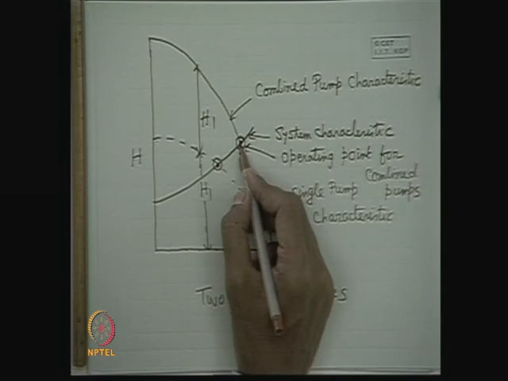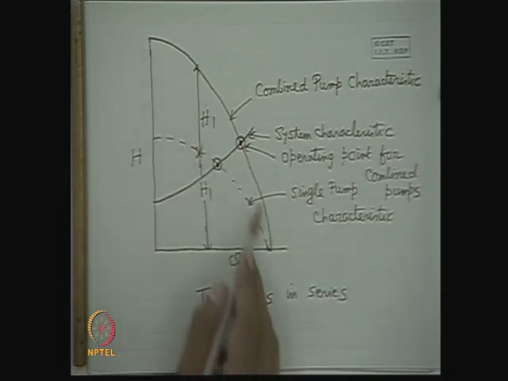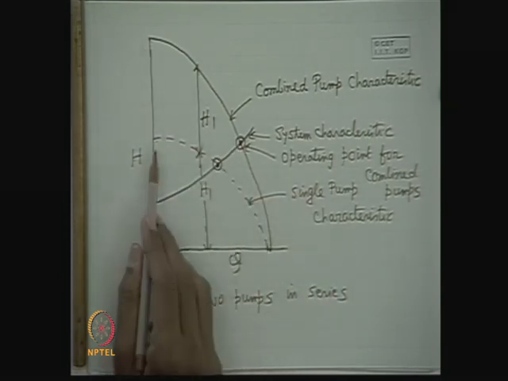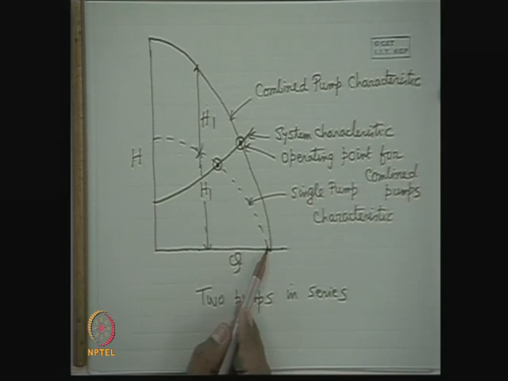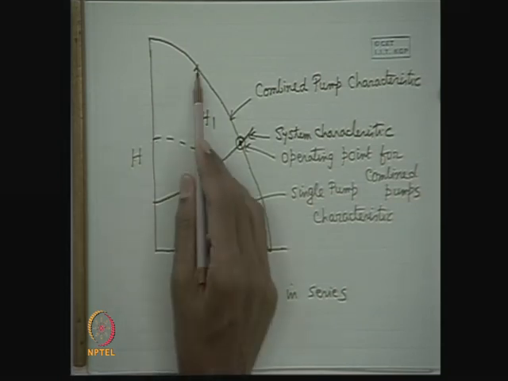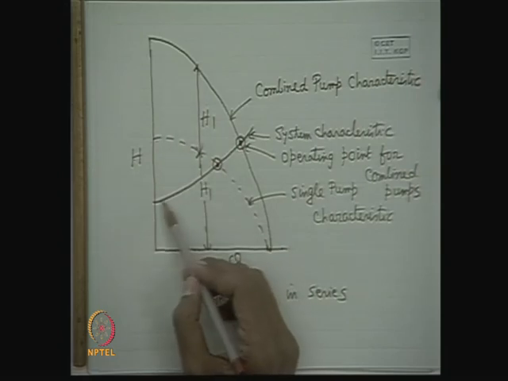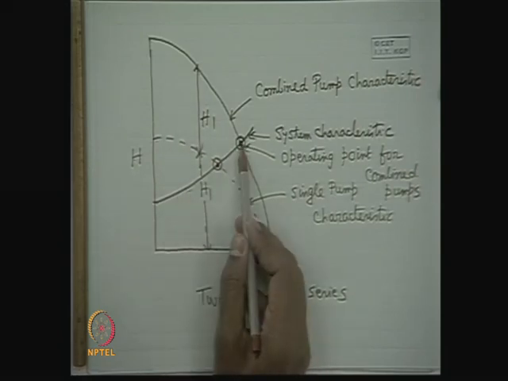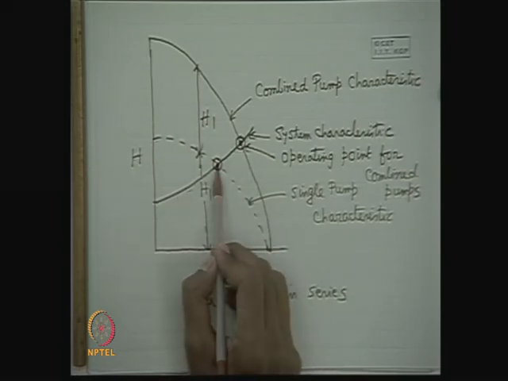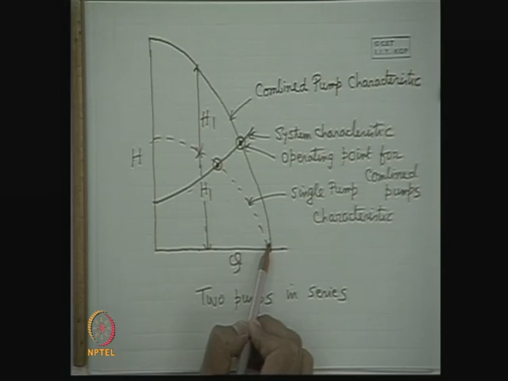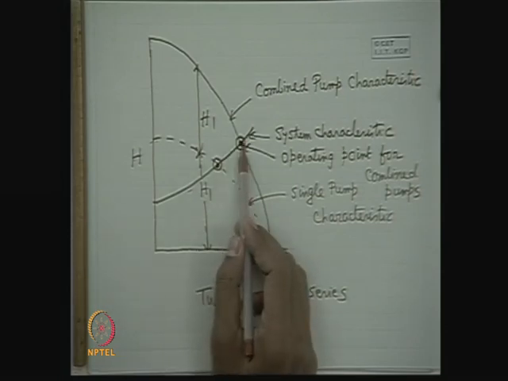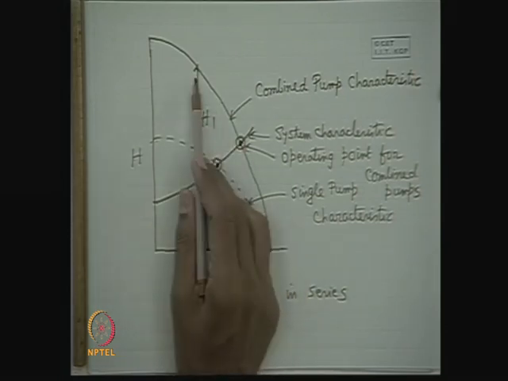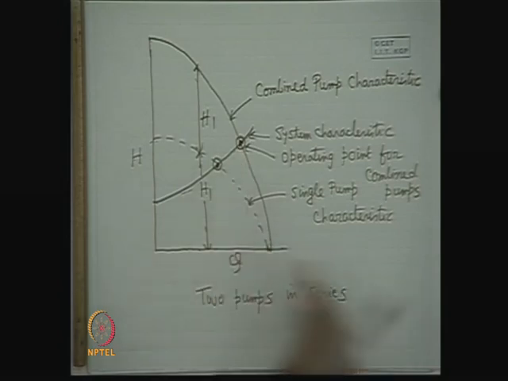So one interesting thing is that though the characteristic curve for the combined pump, when two single pumps of identical shape, size and design are used, then the heads are summed up, so head at any flow rate is doubled. But the operating point gives a head which is higher than the operating head when the single pump was in use, but it is not exactly double. So the head will be increased but will not be doubled. That depends upon the system characteristics.